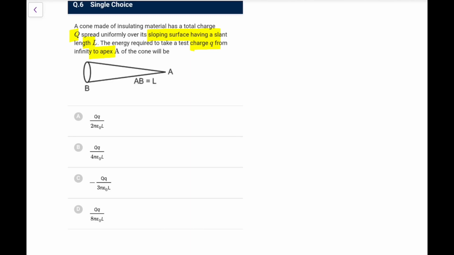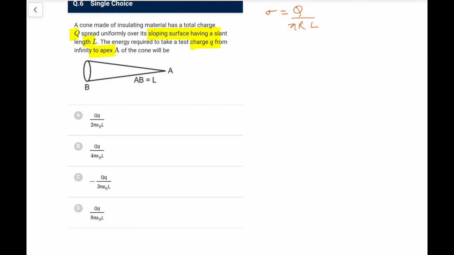Now how am I going to calculate? First of all, the surface charge density would be Q upon the surface area, which would be pi RL. Okay, so that is the density. So sigma is Q upon pi RL. Let me take this, what we have: slant length is L. Okay, so I know this length is L. So go at a distance x, take a small strip dx, and take it like this, and let's assume this radius to be small r, and this radius to be capital R.